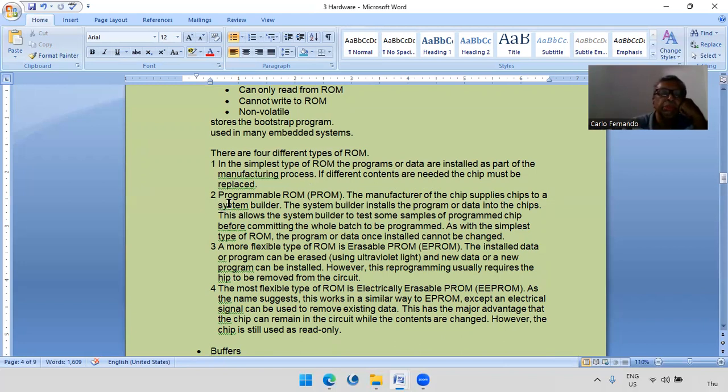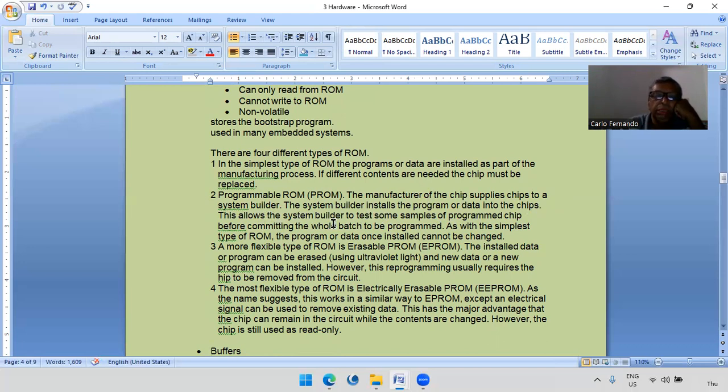That is one type. Then another one, programmable ROM, PROM. The manufacturer of the chip supplies chips to a system builder. The system builder is the computer manufacturer, and the ROM manufacturer gives the chips to this system builder. The system builder installs the program or data into the chips. Into the chip, the program is embedded.